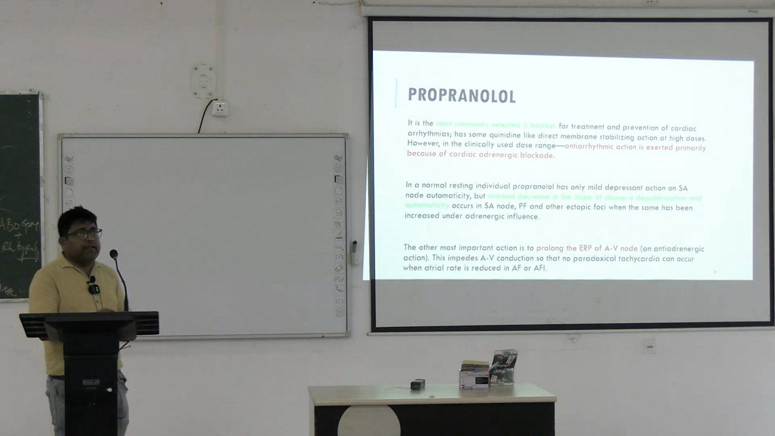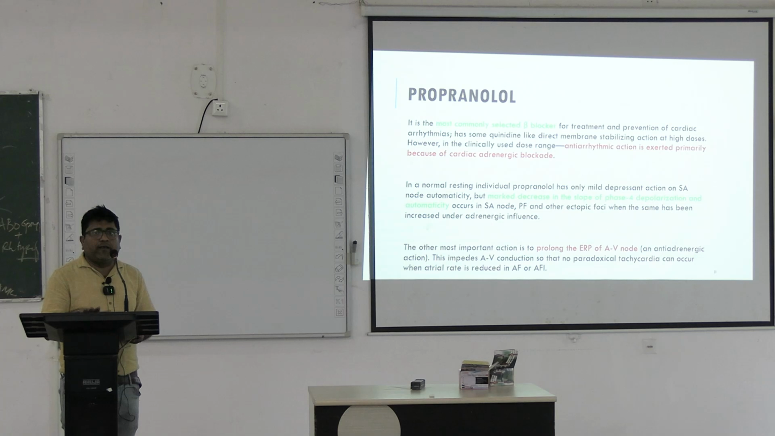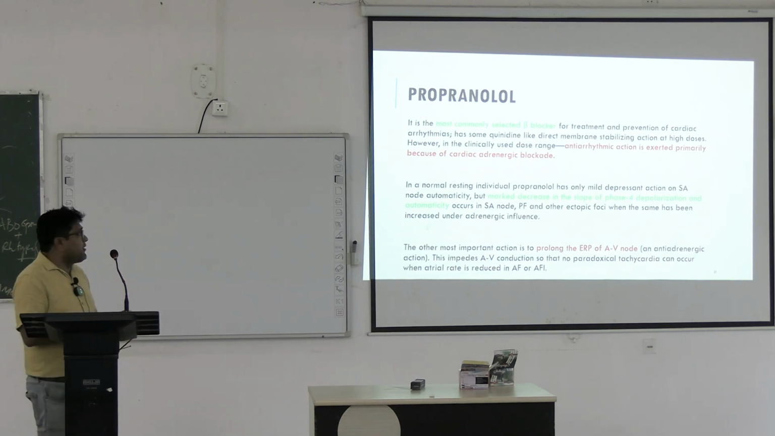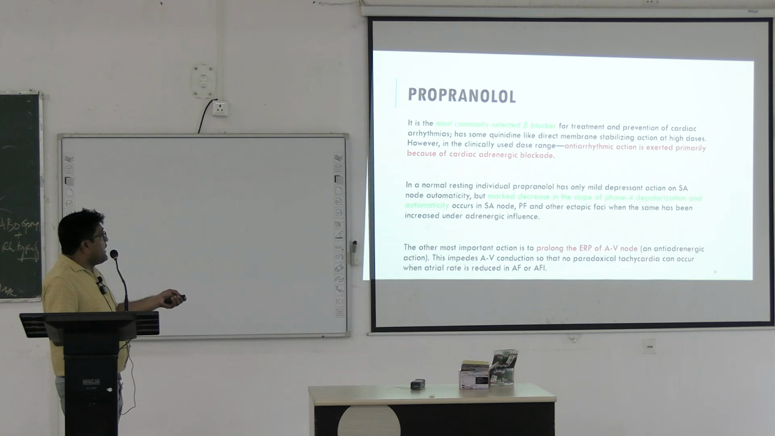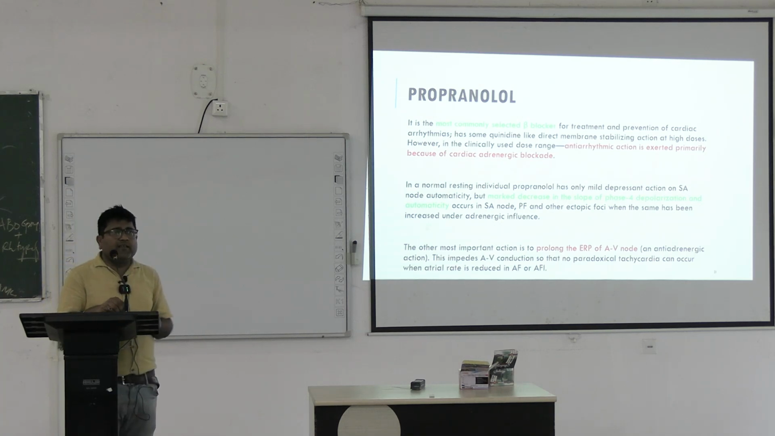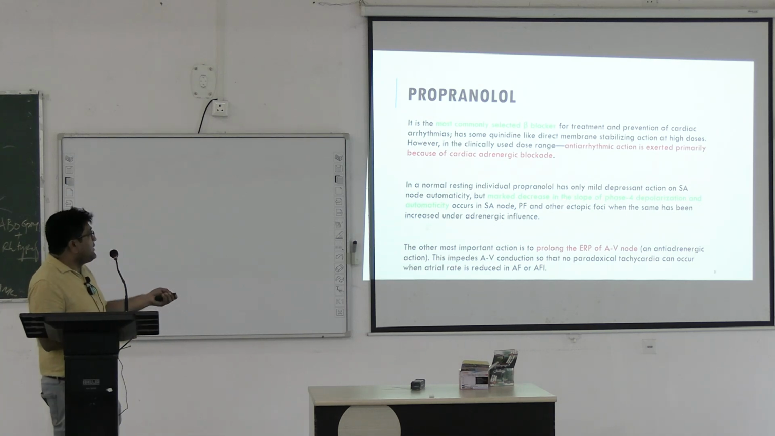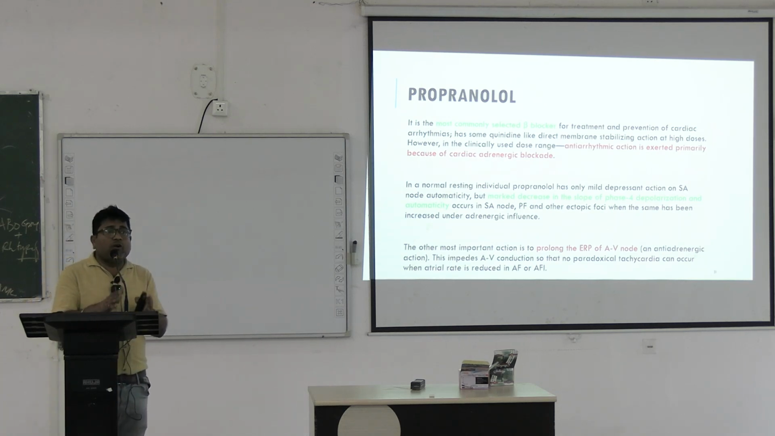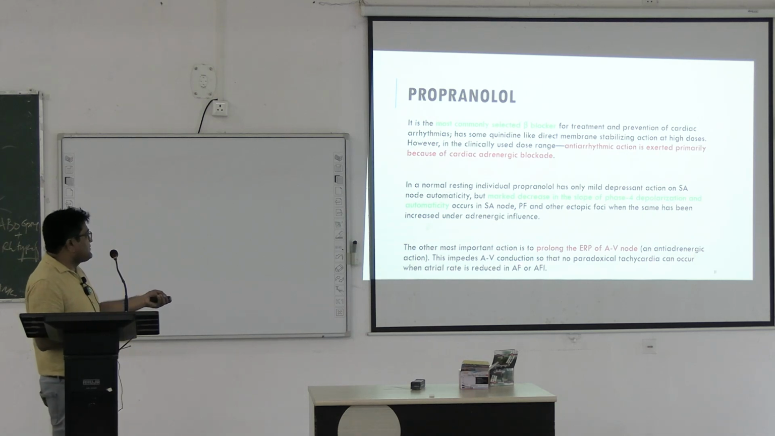Now propranolol is the most commonly used beta blocker as an antiarrhythmic drug. The antiarrhythmic action is exerted primarily because of cardiac adrenergic blockade. Now how does it act? Basically they decrease the slope of phase 4 depolarization and thus decrease the automaticity of the SA node, AV node and other pacemaker cells.